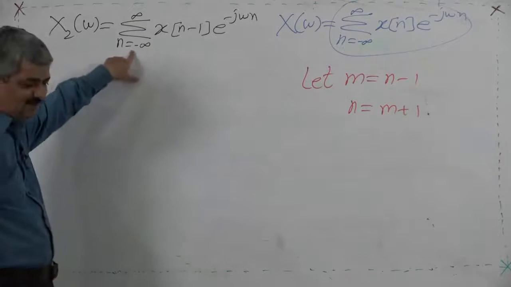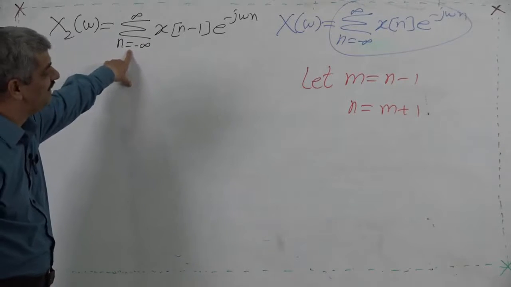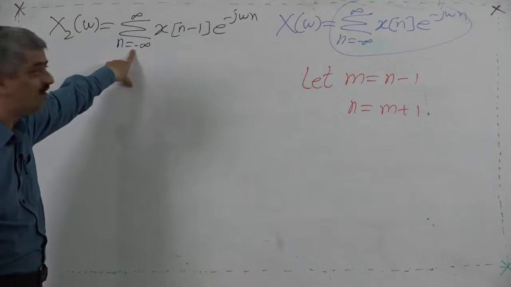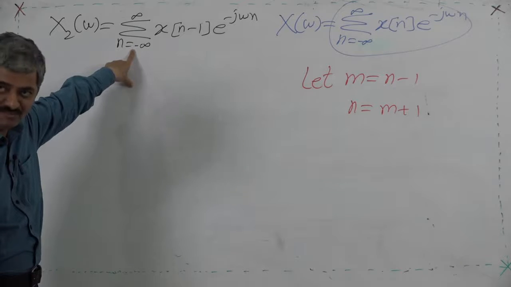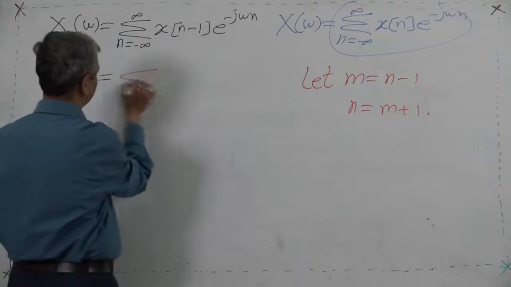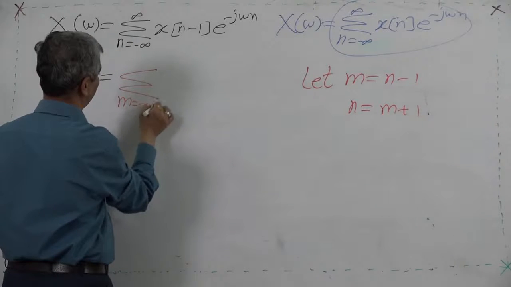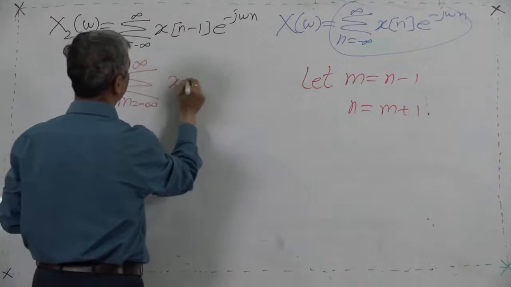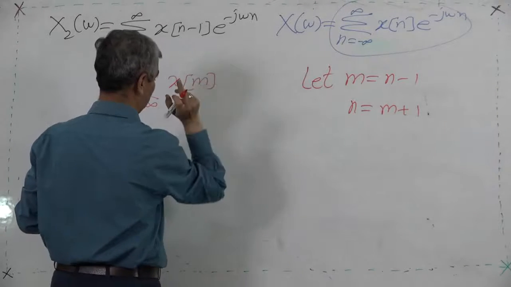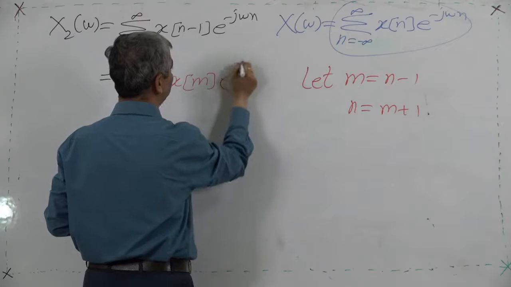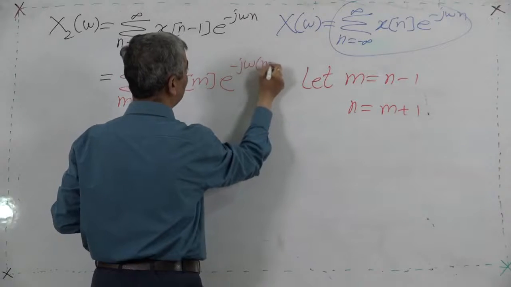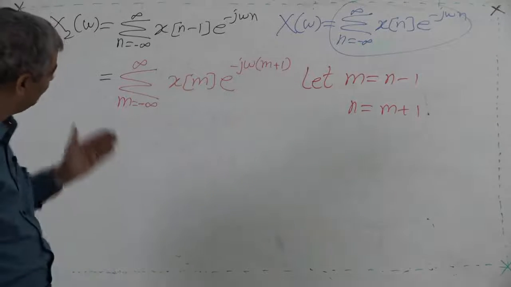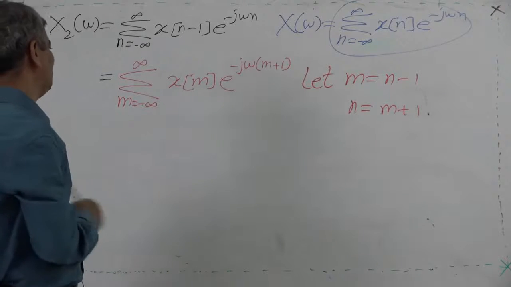If this would have started from 0, when n was 0, what is m? m is minus 1. If the limits were starting from 0 for n, they would have changed to minus 1 for m, but as it is infinite, they do not change. So, I can very safely say m equal to minus infinity to infinity again, x[m], because m is equal to n minus 1, e raised to minus j omega into m plus 1. In the exponent, the summation gives me a very simple solution.